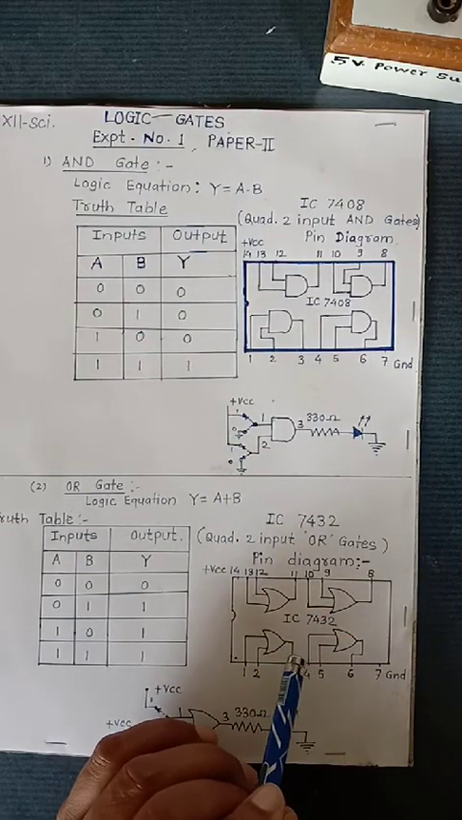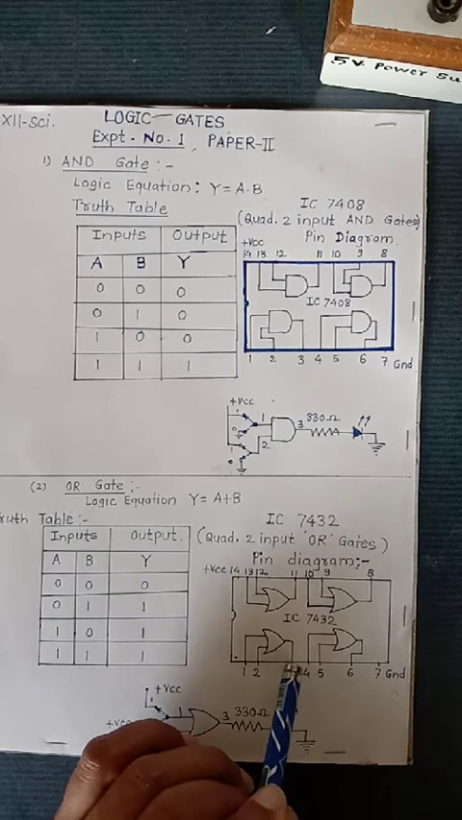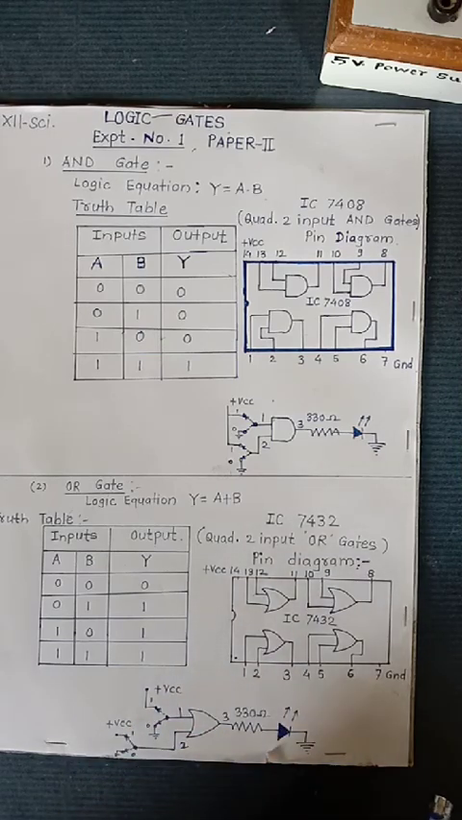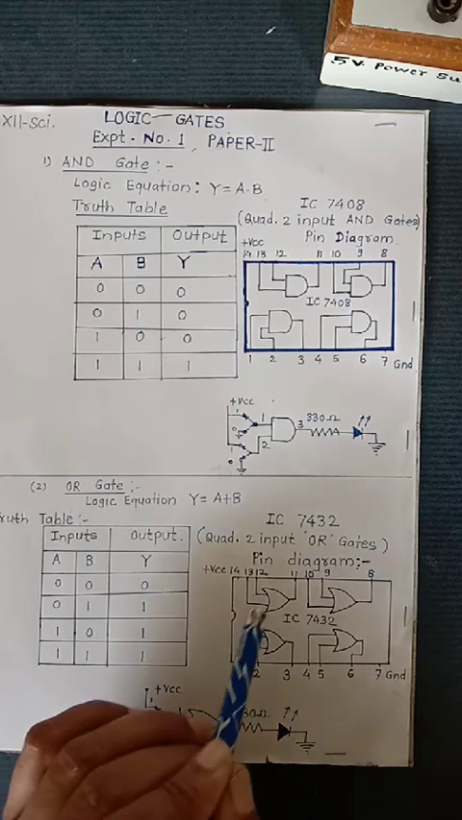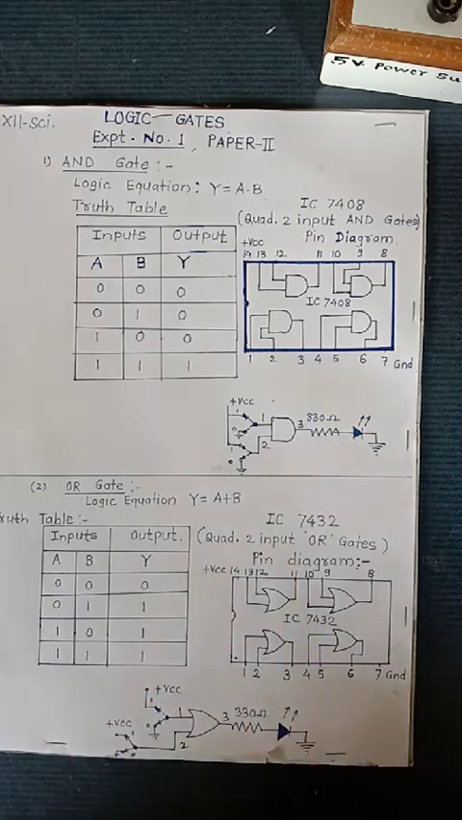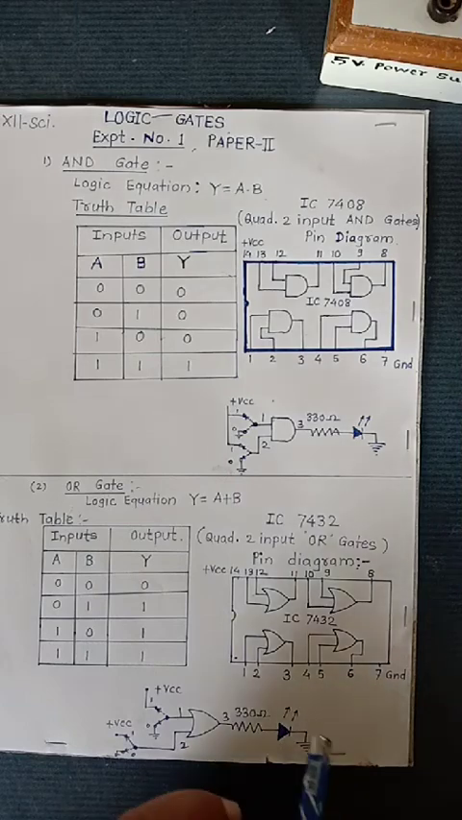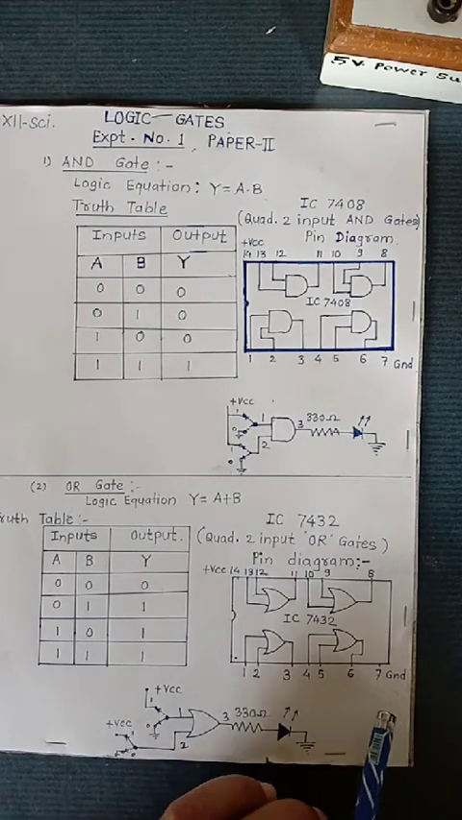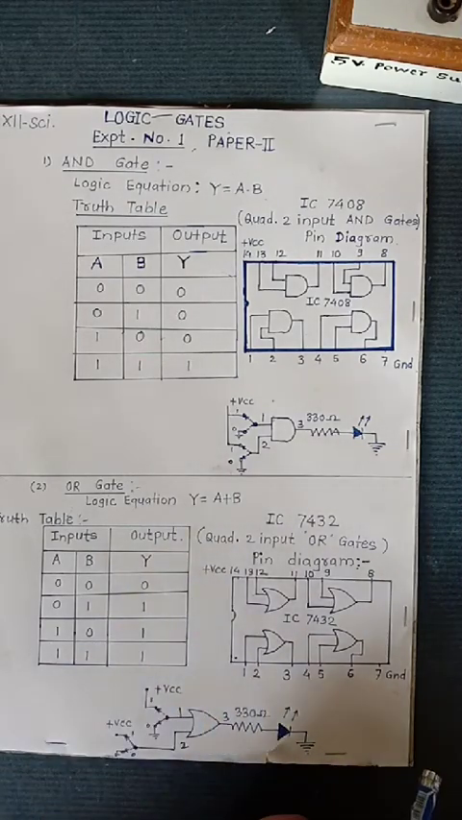Now in the second OR gate, pin number 4 and 5 are inputs, pin number 6 is output. So we can select any one out of these 4 OR gates and verify its truth table. Pin number 7 is for ground, pin number 14 for plus VCC.